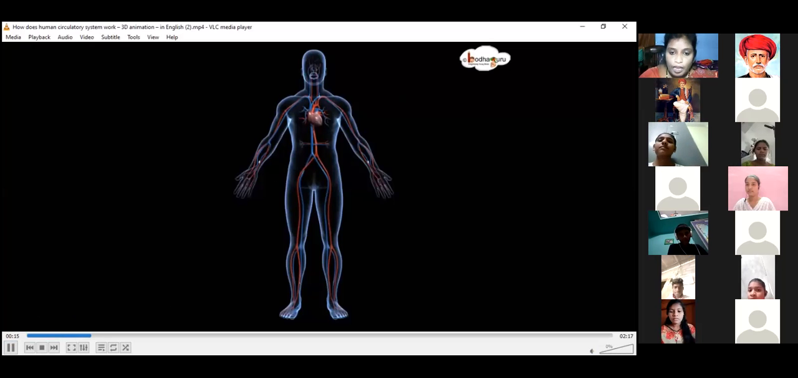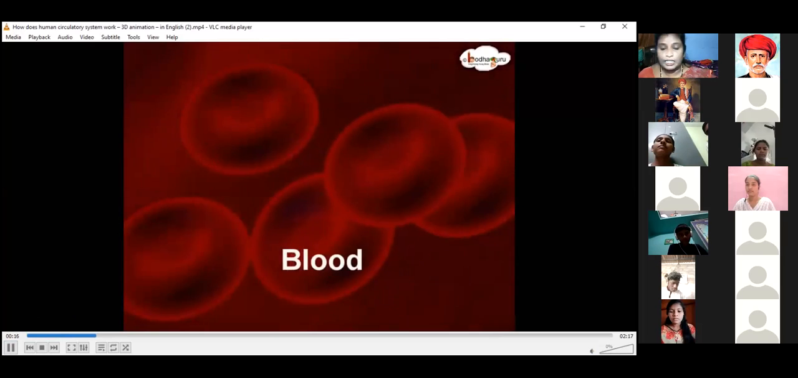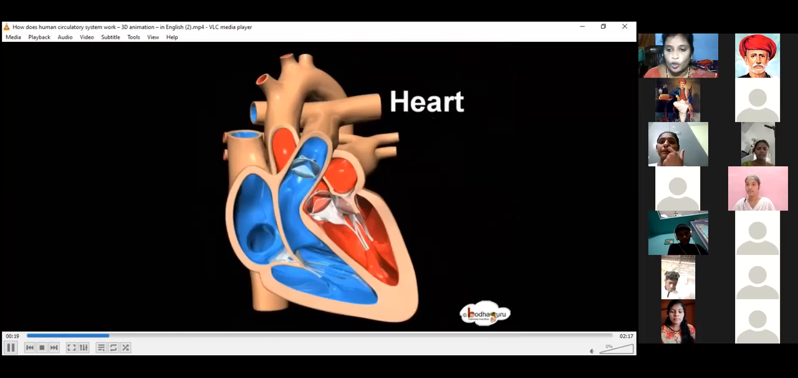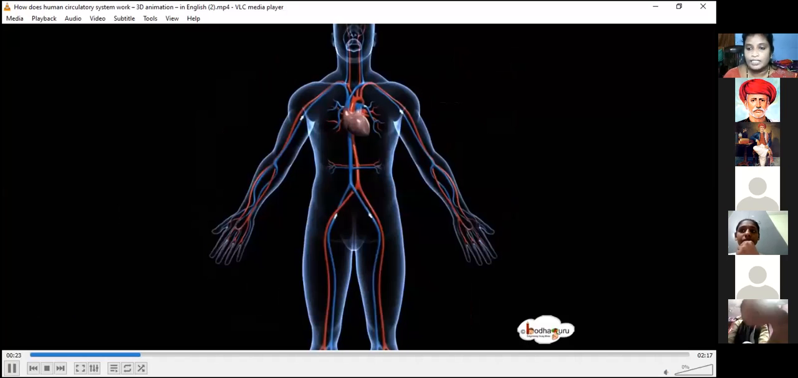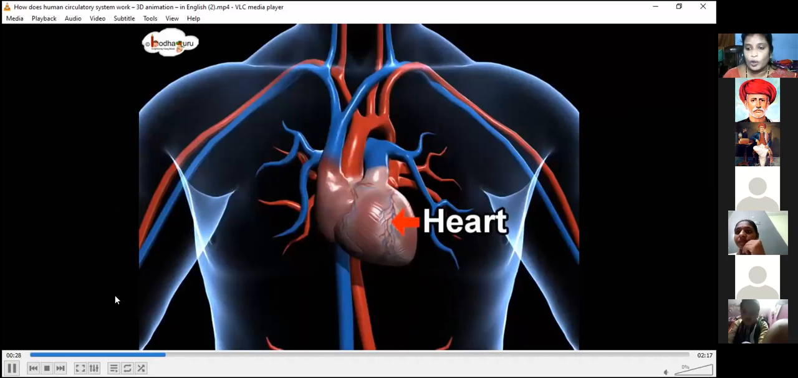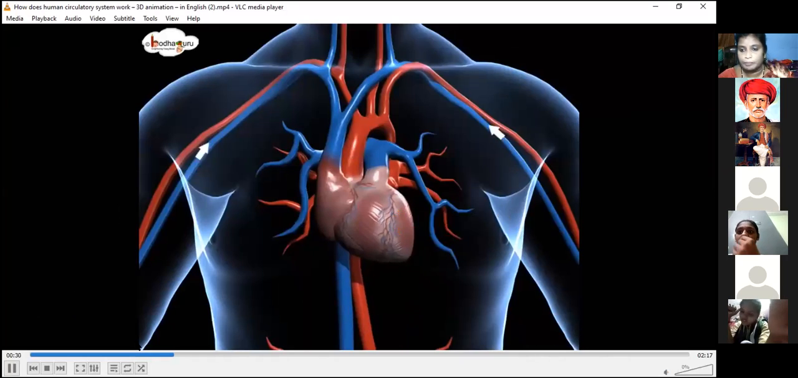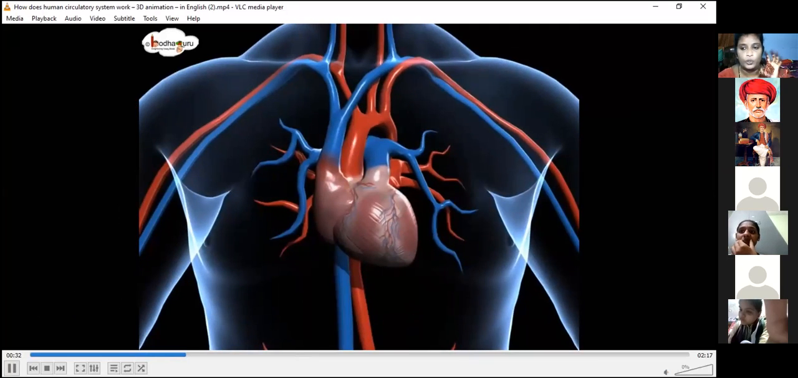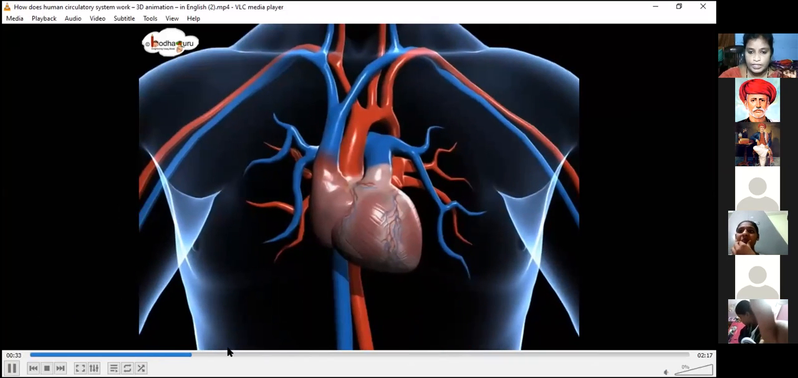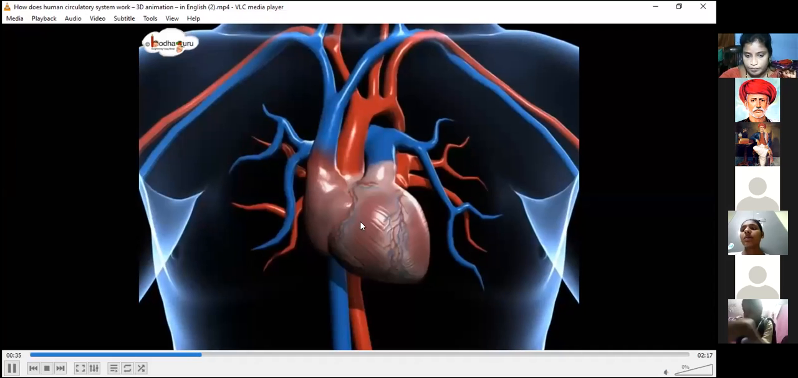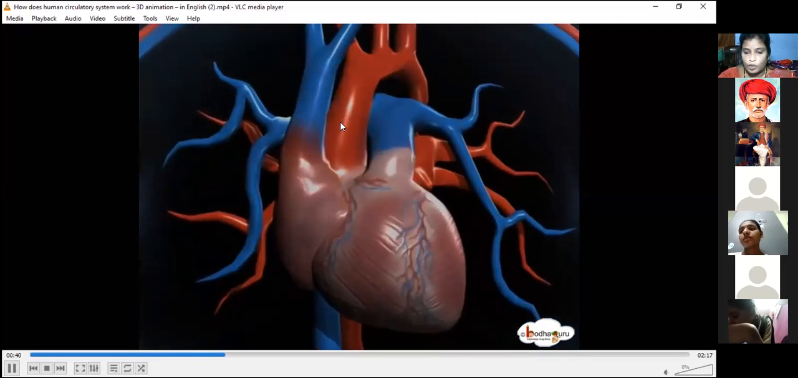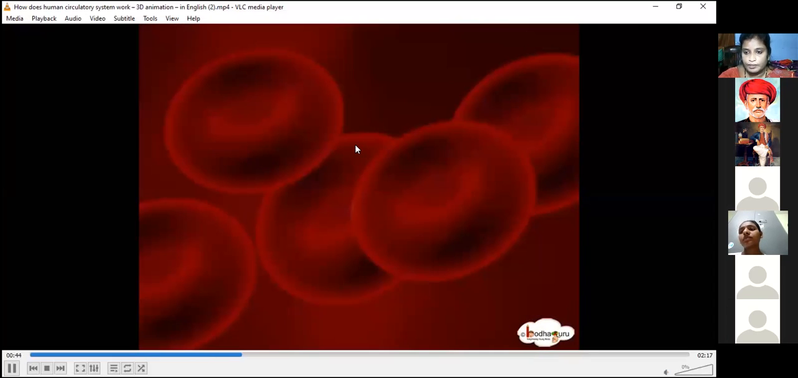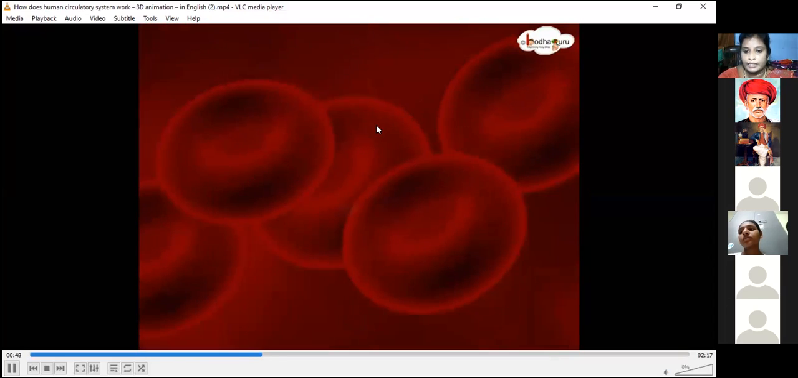See, ma, the internal structure of the heart, what are the functions? Already the main organ is the heart, ma. The heart is the main organ of the human body. The heart is covered with cardiac muscle. See, the heart is pumping blood. See, this is the heart. Okay. Next, these are also blood, ma. Blood.